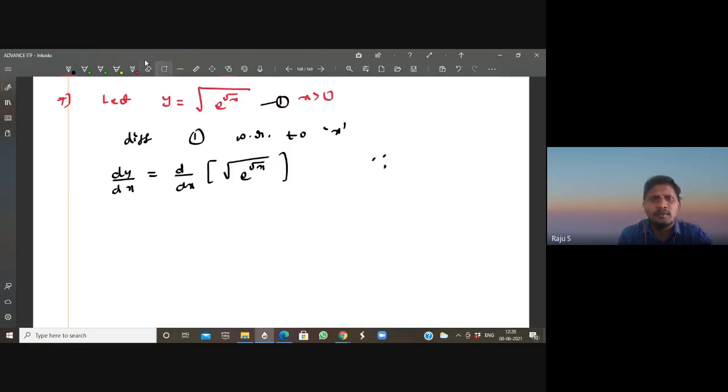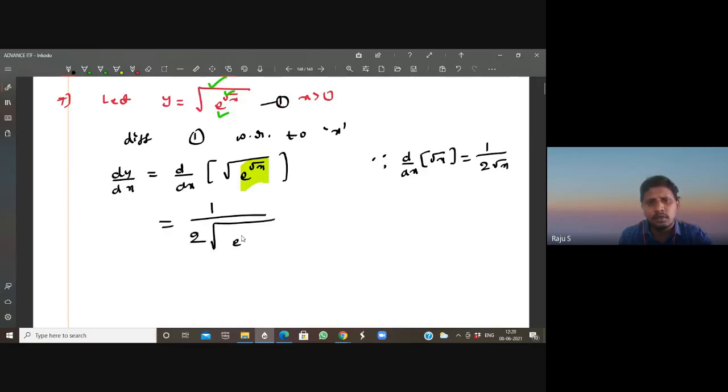First, how many times do we need to differentiate? First the square root, next e, then next the square root. Three times we need to differentiate. First the whole square root is there, right? Whole to the power of 1 by 2. Since we know the derivative of root x is what, student? 1 by 2 root x. In place of x here we have e to the power of root x. So apply that formula here. We get 1 by 2 root e to the power of root x. Okay, fine. Square root derivative completed.